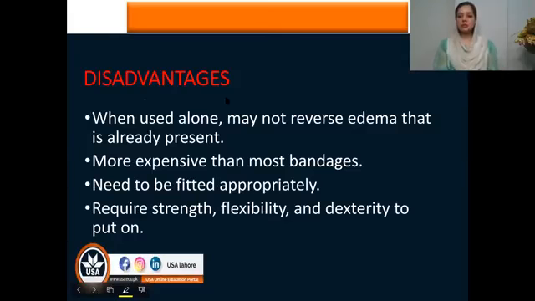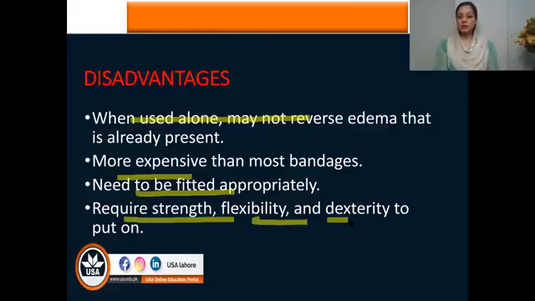Next is disadvantages. Obviously, when something has advantages, it also has disadvantages. We cannot use it alone to reverse the swelling. It is slightly more expensive than the bandage. It needs to be chosen by size: free size, small size, and medium size. The size should be appropriate according to the patient's physique, and it requires strength, flexibility, and dexterity to put on.